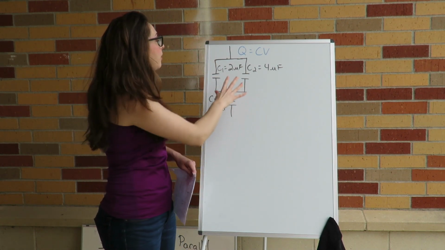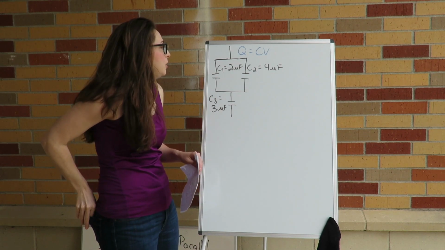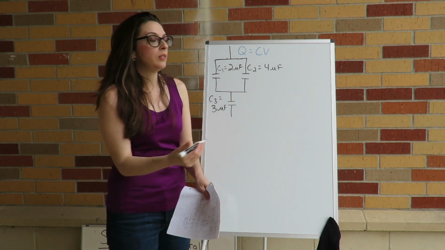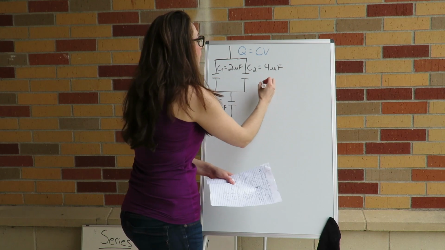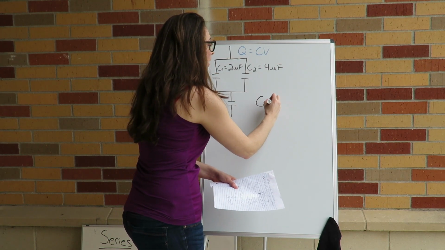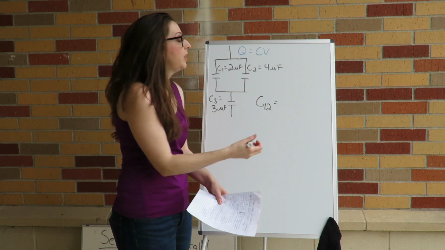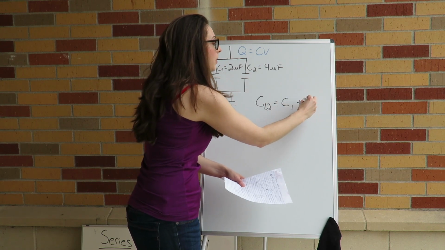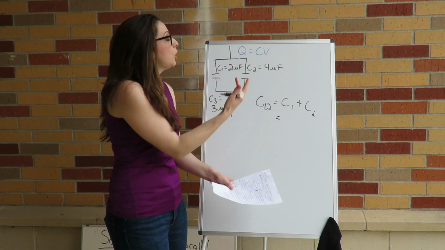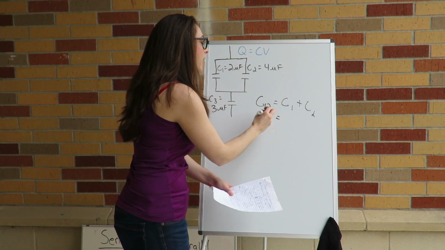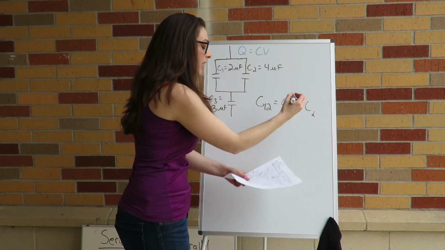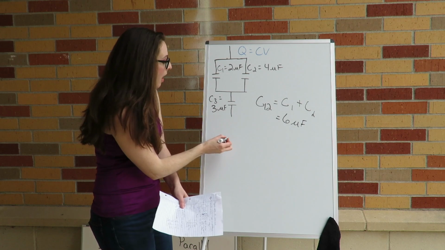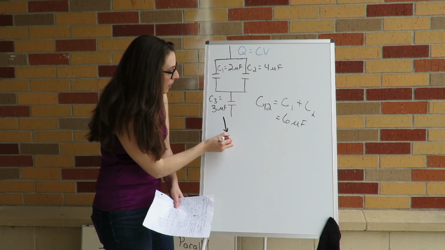So the first thing we're going to do is find the equivalent capacitance of these two capacitors here in parallel. And I'm going to call that C12. So since C1 and C2 are in parallel, we have that C12 is going to be the sum of the individual capacitances. So C12 is going to be C1 plus C2. So that's going to be 2 microfarads plus 4 microfarads. So the equivalent capacitance for these two together is going to be 6 microfarads. Okay?